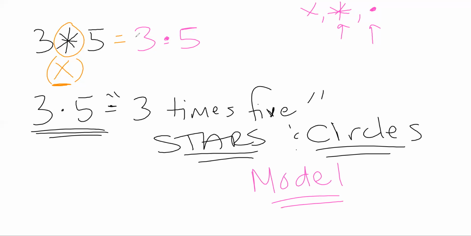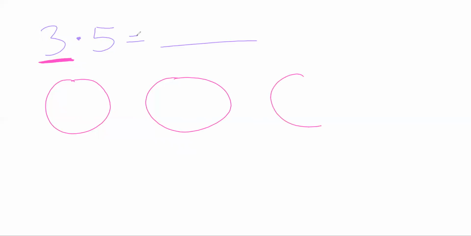So I'm going to just get right back into that. Let's do that. So we have 3 times 5. Yep, I'm going to focus on the dot today. 3 times 5. Okay, so circles and stars. Just modeling. What this states is I have 3 circles. 1, 2, 3. And in each circle, I have 5 stars.